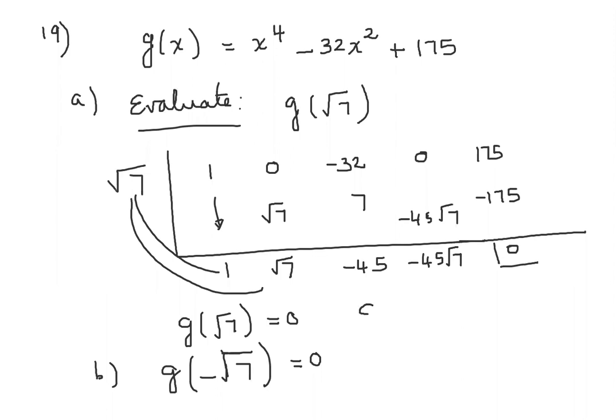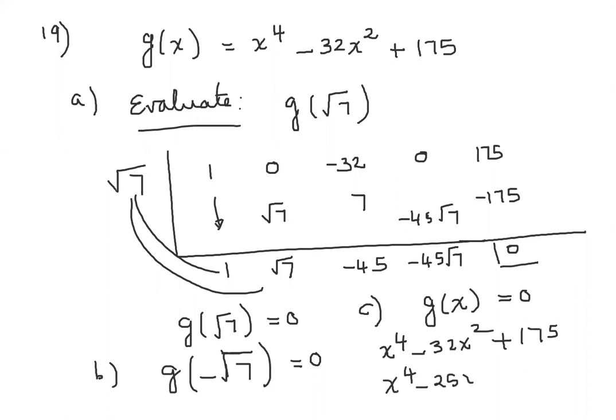And part 3, we have to write the solution set. So we have to find the solution. Part C, we have to solve g of x equal to 0. So when you break it down, when you find the factors of 175, which is going to be negative 25x squared minus 7x plus 175. So we're going to solve using grouping. Group these two.